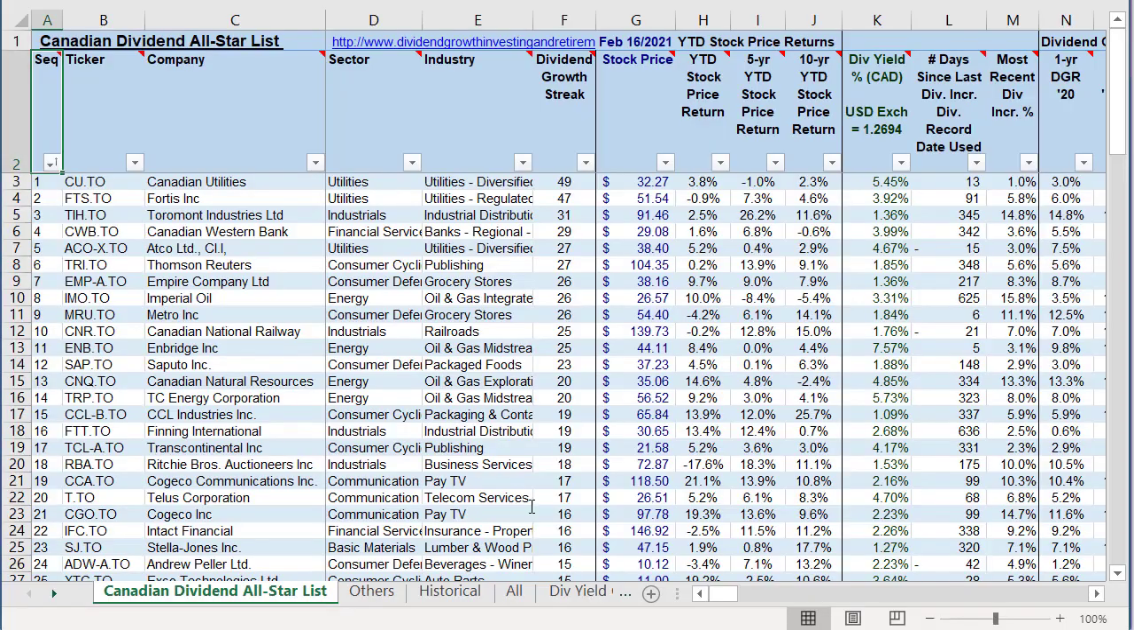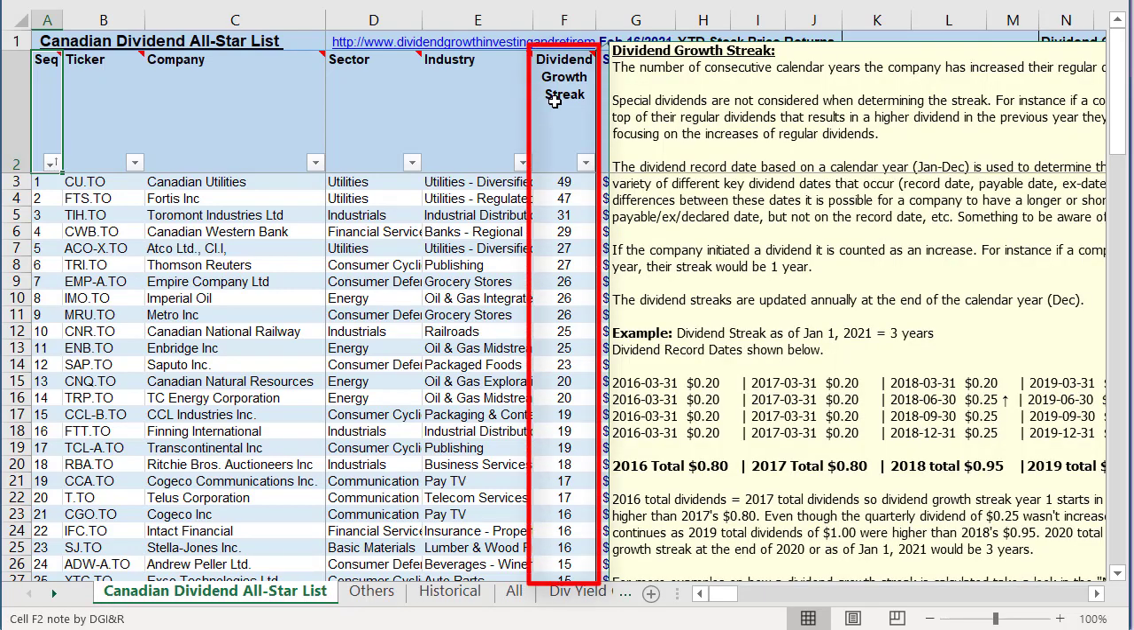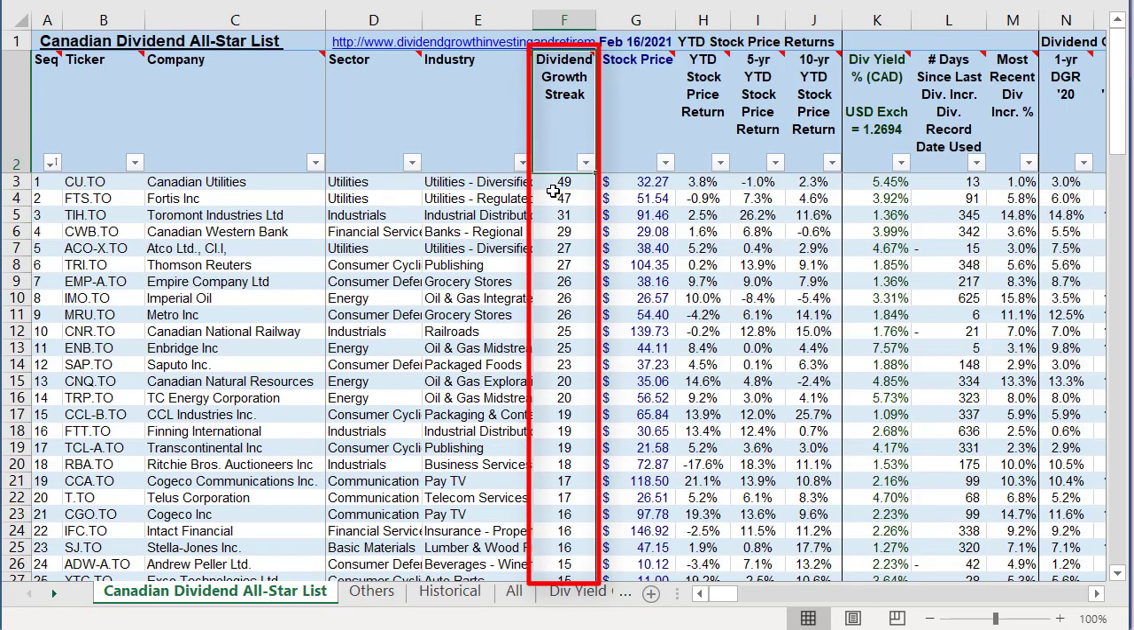So this is what the spreadsheet looks like when you open it up. You notice we're in the Canadian Dividend All-Star List tab, which is only showing Canadian stocks that have a dividend growth streak of 5 or more years. So at the top, we have Canadian Utilities. It has a dividend growth streak of 49 years. So it's been increasing its dividend for 49 years in a row. Quite impressive. Let's start looking at our first criteria.